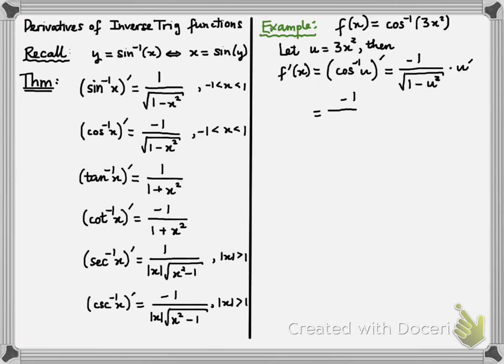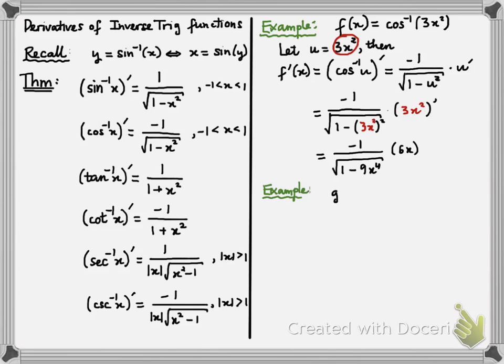Now all you need to do is to substitute u, which is 3x squared, back into the derivative. And therefore we have that multiplied with the derivative of 3x squared. And if we compute everything out, we get negative 1 divided by square root of 1 minus 9x to the 4th, multiplied with 6x.